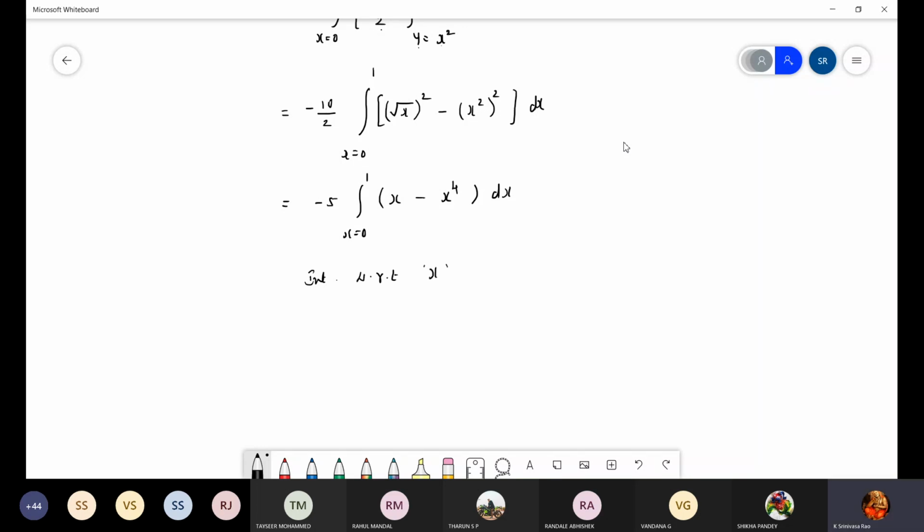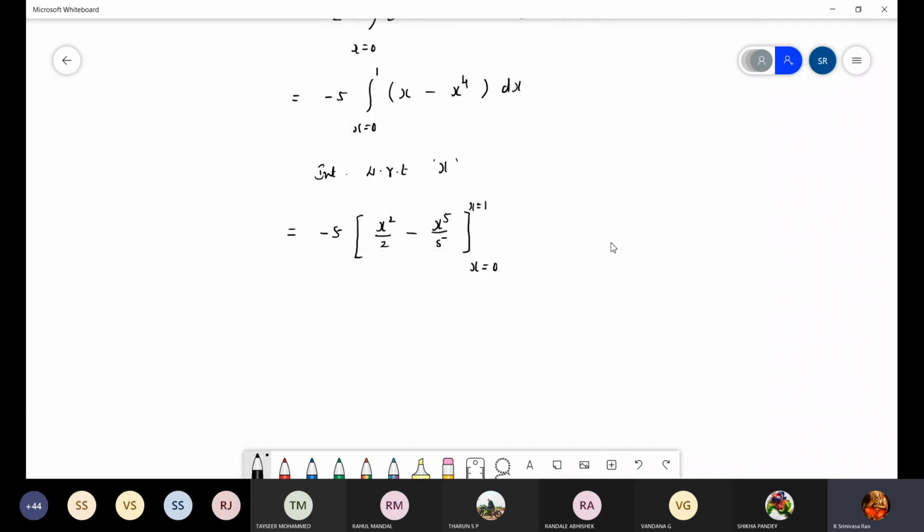Integrate with respect to x. So minus 5 I will write as it is, and integration of x is x square by 2 minus integration of x power 4 is x power 5 divided by 5, and you have to substitute the limit x equals 0 to 1. X equals 0, the lower limit, gives 0 only because each term in this answer has x. It becomes 0.